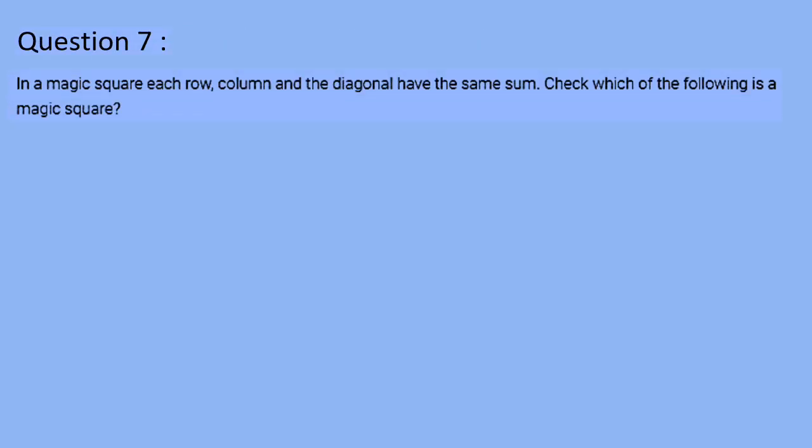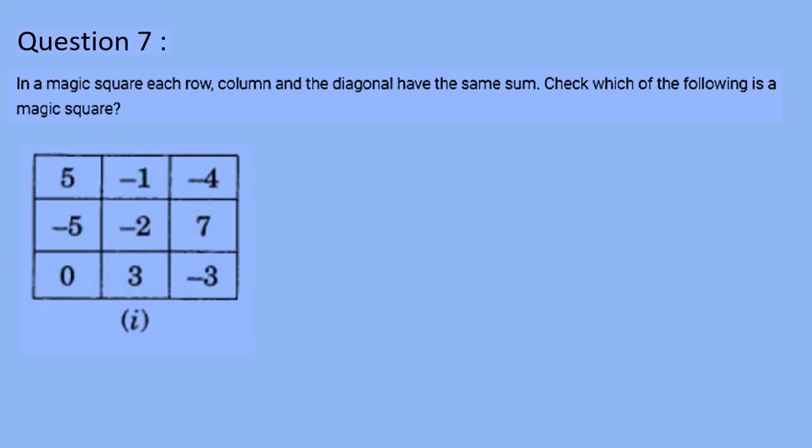Next question. In a magic square, each row, column and the diagonal have the same sum. Check which of the following is a magic square. They have given one sum problem. You have to check the sum of all rows, all columns and all diagonals. If all these are equal, then the given figure is a magic square. So for that, let's start.